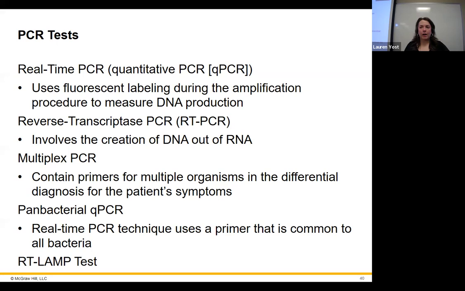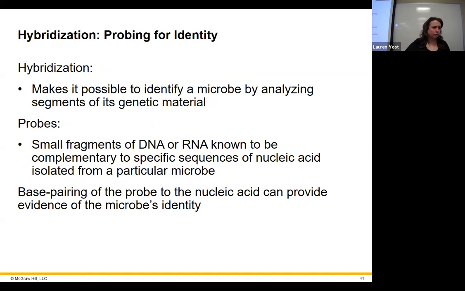Reverse transcriptase PCR is turning RNA into DNA so that we can work with it that way. It's just easier. The other ones, like multiplex PCR, use primers for multiple organisms in case we're trying to have a differential diagnosis going on. So you might have several wells, where each well is designed for an organism, but if they're all in one well, there's no way you can tell the difference whenever it's happening. You just know if it's positive or not, but it depends on what you're testing for. Pan-bacterial can tell you if it's bacteria or not. That can be helpful too, potentially. I don't know anything about the LAMP one, so don't worry about it.